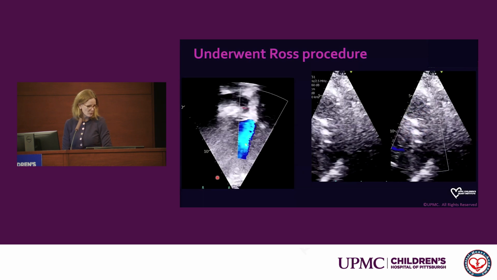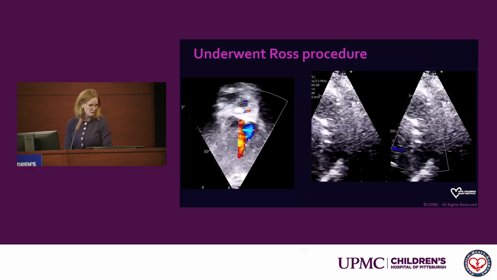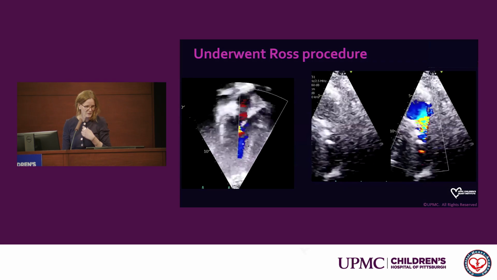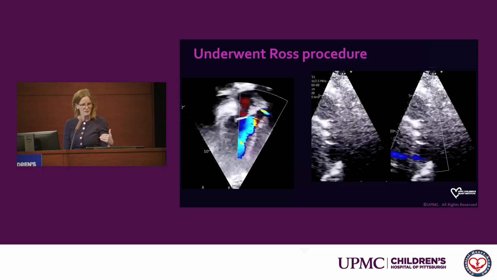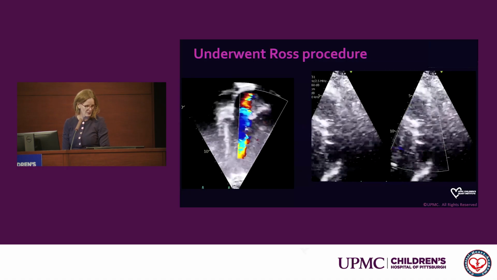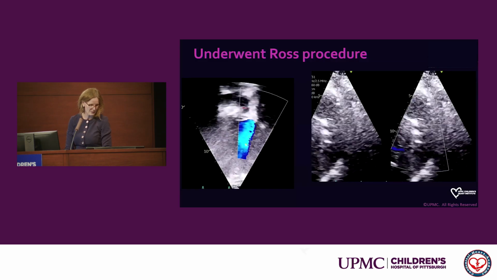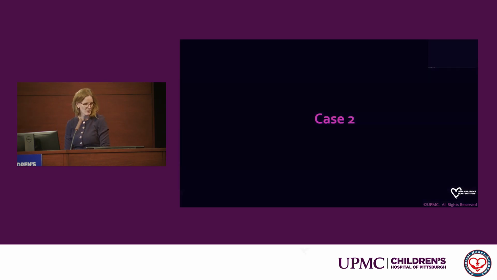He underwent a RAS procedure with a really nice result. So here you can start to see what we now refer to as the neo-aortic valve with no flow acceleration and no aortic valve insufficiency. And then here's the picture of the conduit that again shows normal velocity and no pulmonary insufficiency, neopulmonary insufficiency.